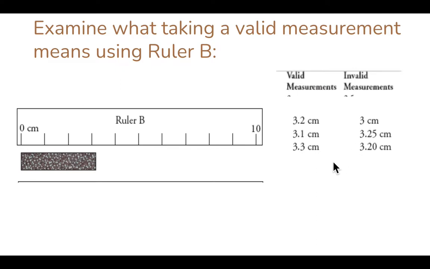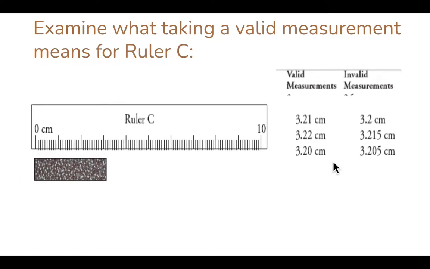Now let's mark it some more and look at ruler C. So you can see ruler C, we've marked the tenths place. So with our valid measurements, we can pretty much see that this is 3.2. And then we can go out one more. We can estimate one more digit past that. Now you might have to look really closely or get out a magnifying glass to see it's 3.21 or 3.22 or 3.20. But you can estimate out one more place than you have marks.